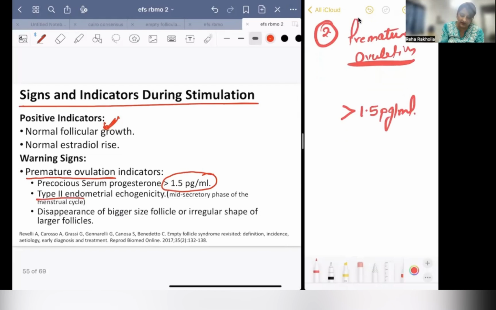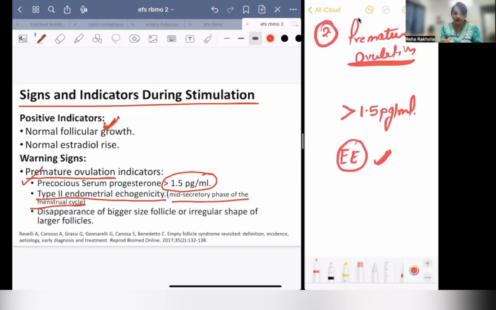Type 2 endometrial echogenicity. If there is this endometrial echogenicity, it is because of early progesterone exposure. It occurs actually in the mid-secretory phase of the menstrual cycle, meaning the endometrium is ahead. So that means there will be premature ovulation, so chances of EFS are more.